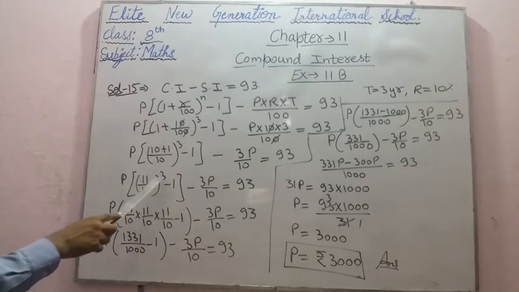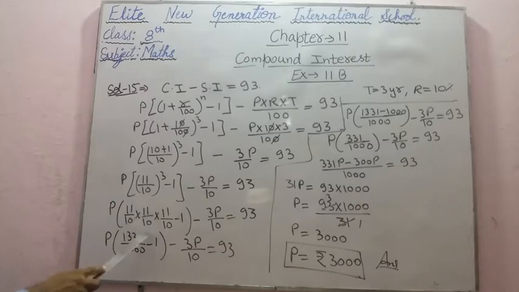Now 11 upon 10 power 3 will be 11 upon 10 into 11 upon 10 into 11 upon 10, and minus 1. 11 into 11 into 11 will be 1331, and upon 10 into 10 into 10 will be 1000. So here minus 1 and minus 3P upon 10 equal to 93.